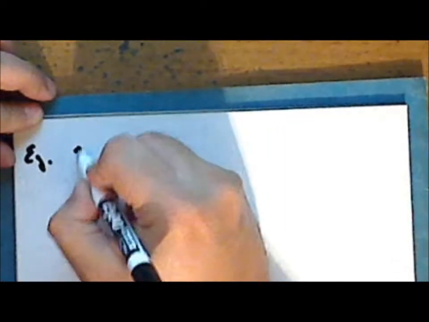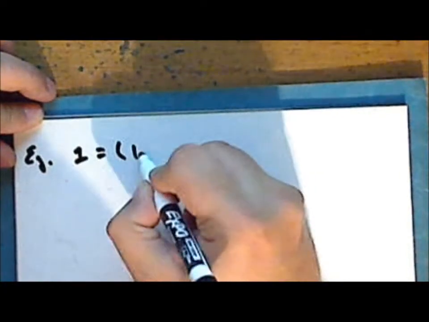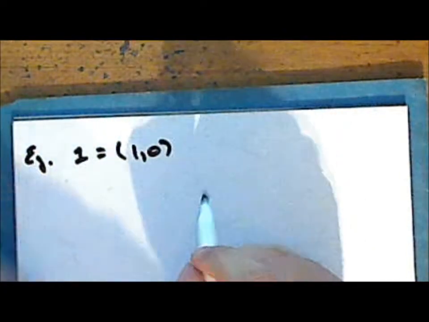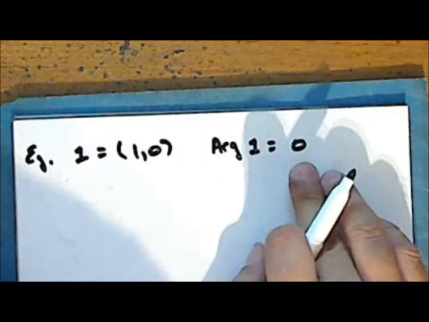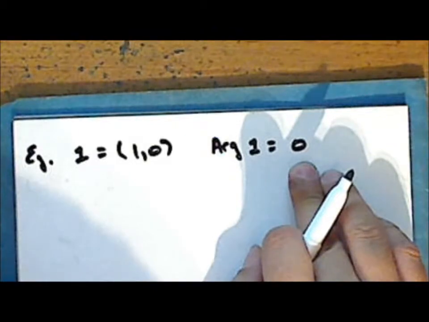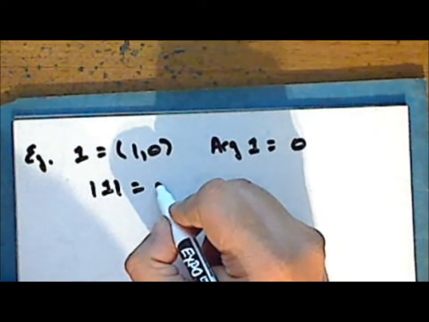Okay, so the number 1 in the complex plane is the ordered pair 1, 0. The principal argument of the number 1 is 0, which is a value between negative pi and pi. And the modulus of the number 1 is the number 1.